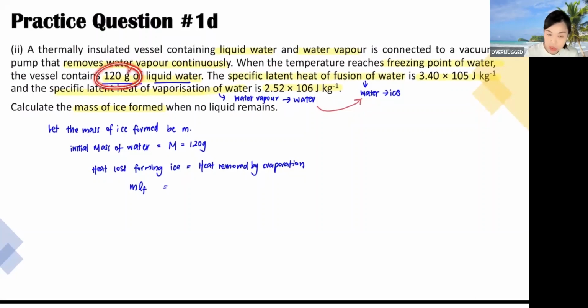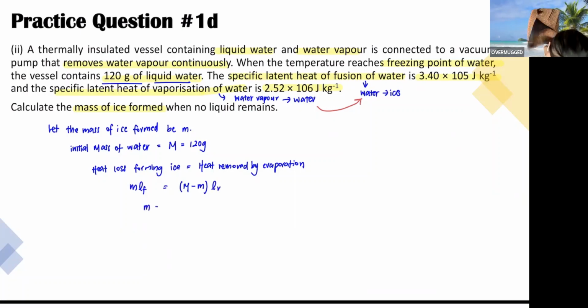My M is not the total 120 grams of liquid water being evaporated, but rather the amount of initial mass of water present minus away the water that is used to form the ice. Because the water that evaporated, or rather became liquid water, will be the one that is used to form the ice. Understand? So then this will be LV.